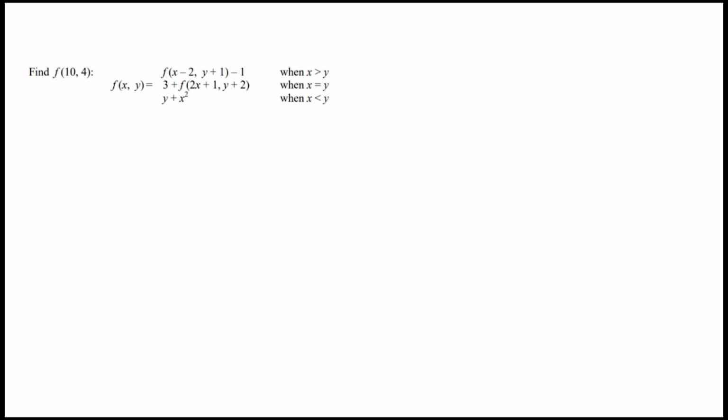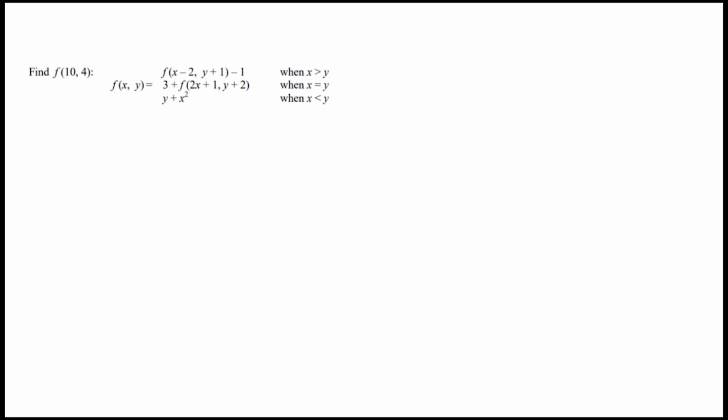So here we have f of x, y equals f of x minus 2, y plus 1, minus 1, when x is greater than y. It equals 3 plus f of 2x plus 1, y plus 2, when x equals y, and y plus x squared when x is less than y. So this last condition is the base case.